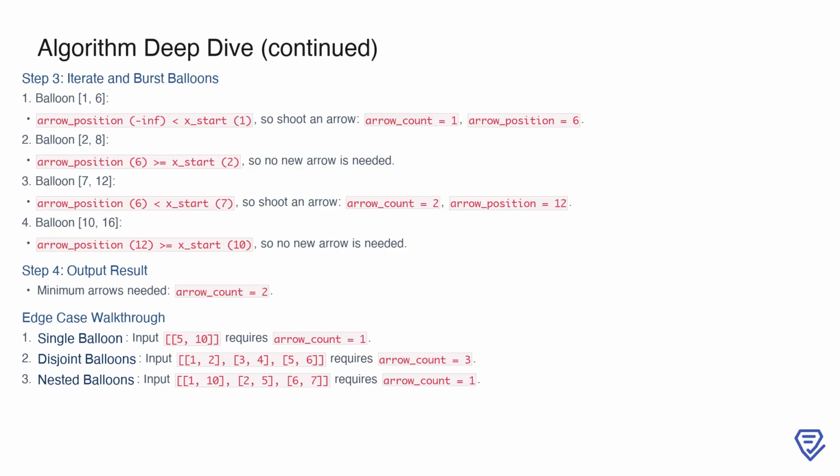This increments arrow_count to 2 and updates arrow_position to 12. Finally, for the fourth balloon [10, 16], its starting point 10 is within the range of the last arrow, so no new arrow is needed. The result is a minimum of 2 arrows. For edge cases, a single balloon like [5, 10] requires just 1 arrow. Disjoint balloons like [1, 2], [3, 4], [5, 6] each require their own arrow, resulting in 3 arrows. Nested intervals like [1, 10], [2, 5], [6, 7] need only 1 arrow for the outermost interval.